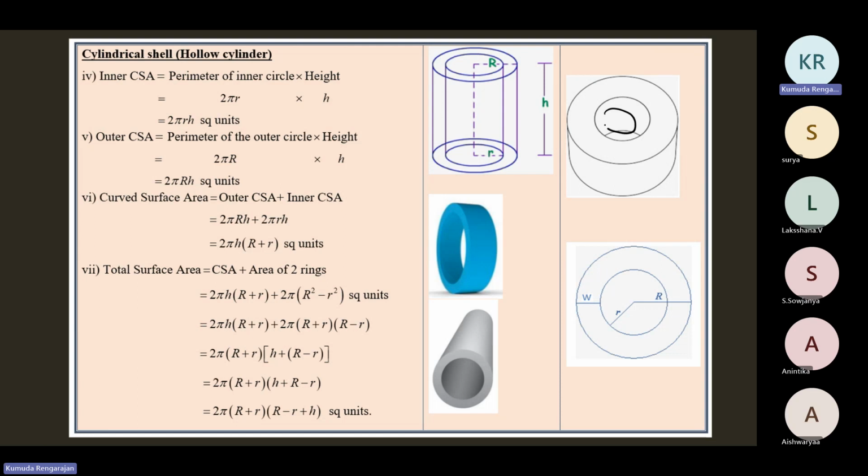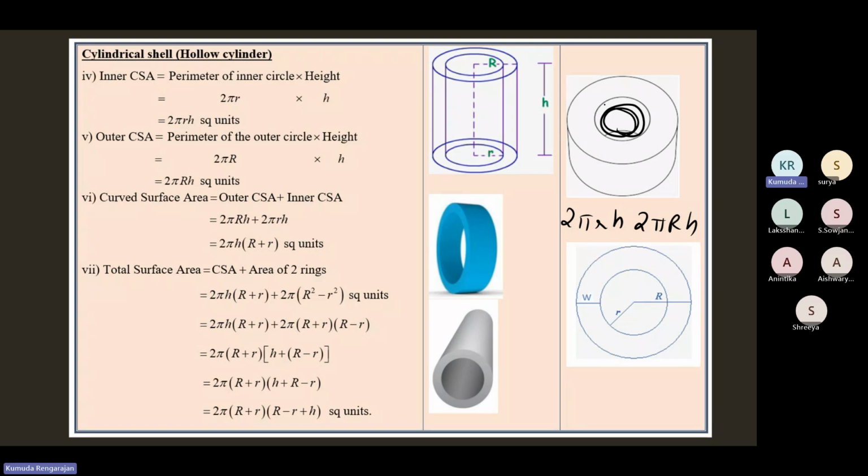So the inner CSA, the inner curved surface area: the formula to find the CSA of a cylinder is 2 pi RH. So the inner CSA will be 2 pi small r H. The outer CSA will be 2 pi capital R H. The area of the ring on the top is given by the formula pi R square minus r square. You must have seen this in standard 7 also, when there are 2 circles. The area between the 2 circles is given by the formula pi R square minus r square.